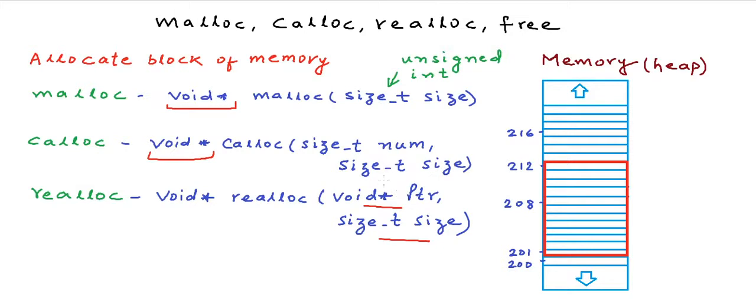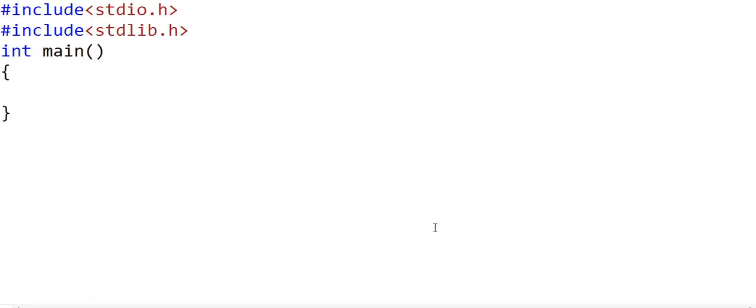If contiguous or consecutive memory is already available with the existing block, the existing block may also be extended. Let us now look at some code examples and see what we can do with these 3 functions, and we will discuss the function free in our code itself.